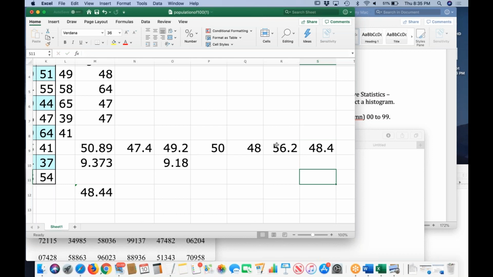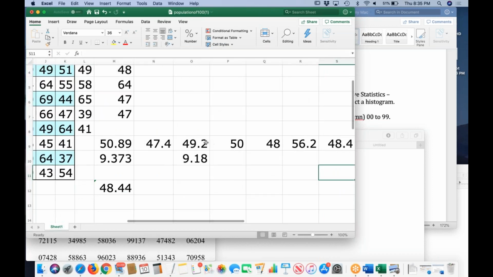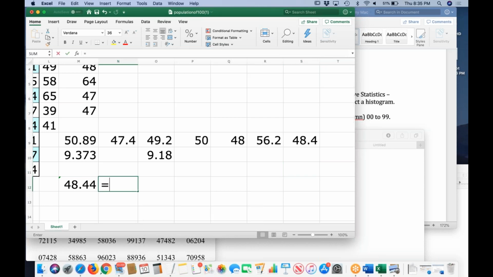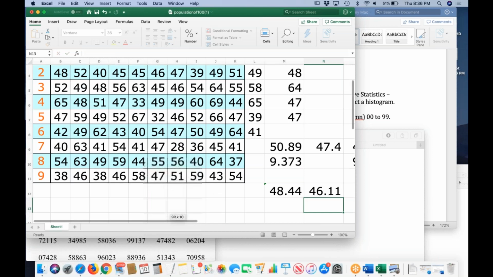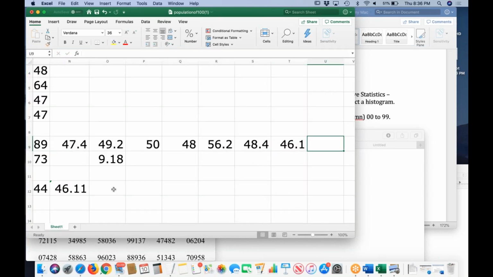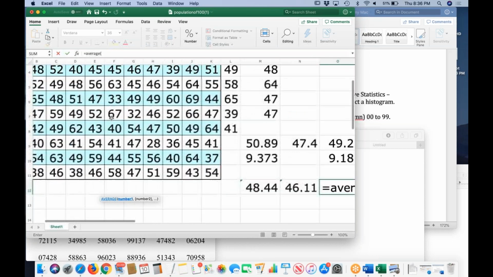So I got 1, 2, 3, 4, 5, 6. 1, 2, 4, 6, 7, 8, 2 more. STDEV. What did you get? 9.18. You got 7.1259. So should they be close? We'll see in a second.